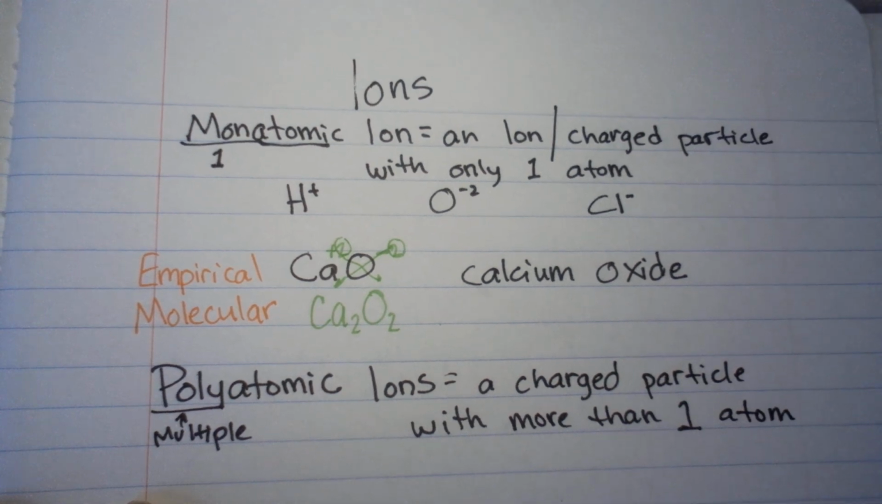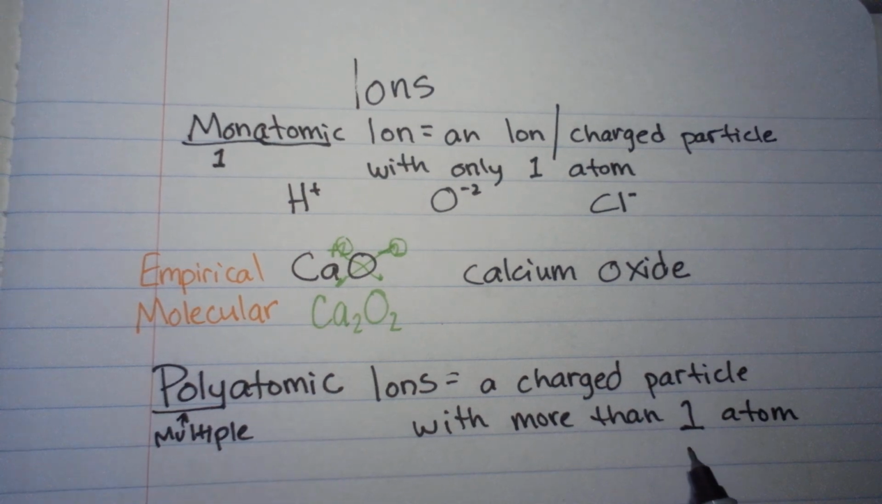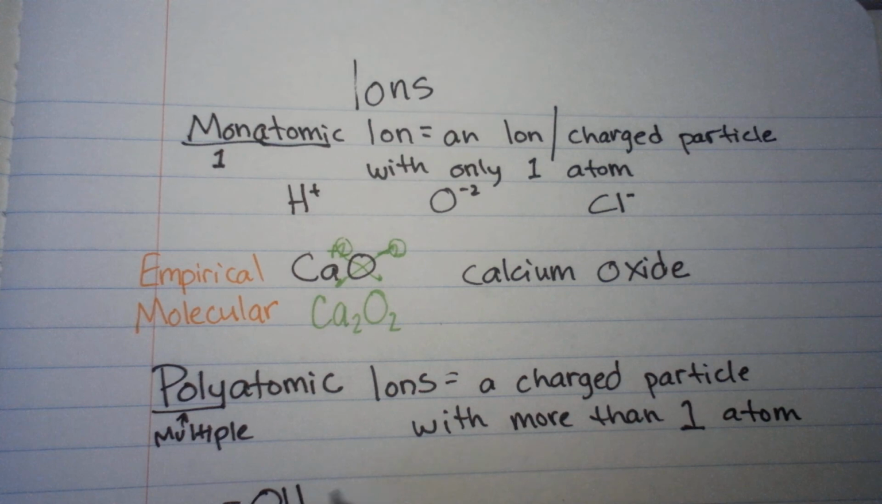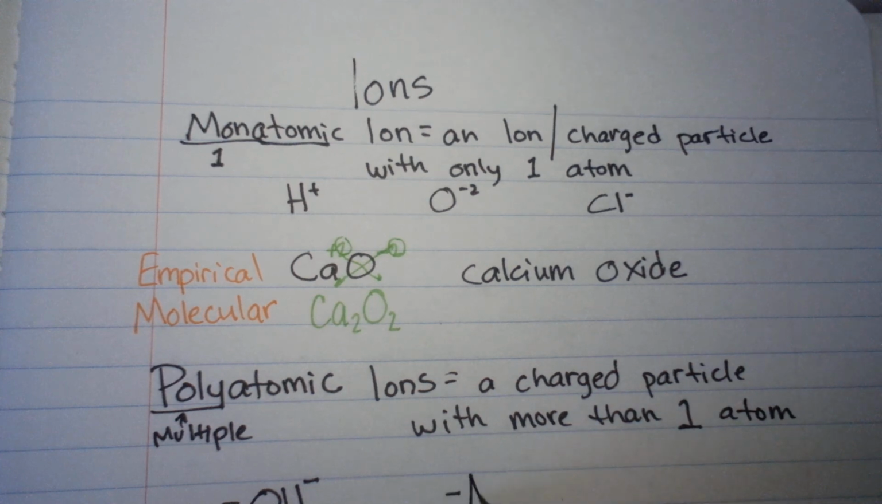Alright, so what are some examples of polyatomic ions? Some common examples might be hydroxide. So it might be OH and has a -1 charge. Another common example might be ammonium. Ammonium is NH4 and has a +1 charge.